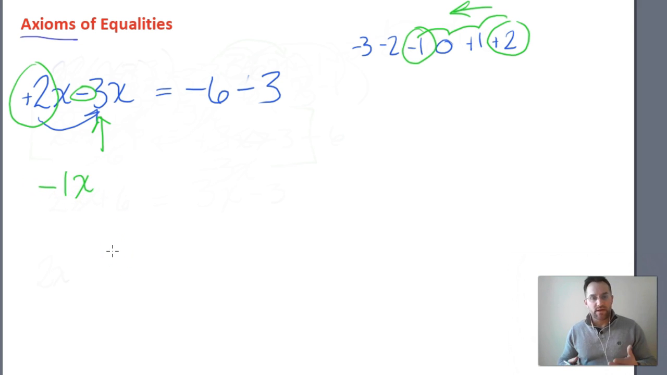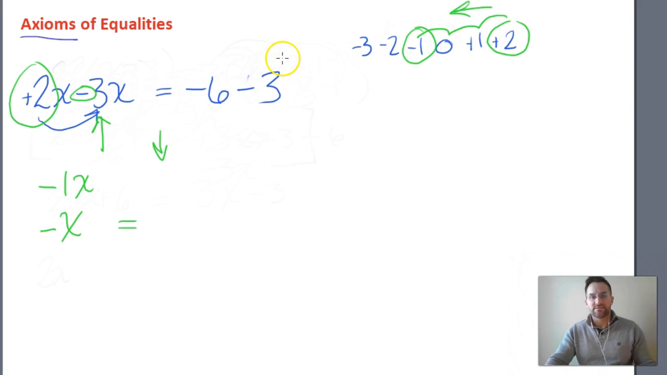Now 1 is the multiplicative identity, so this says negative 1 times x. So the only thing that really matters is that negative sign, right? We don't need to write the negative 1, so we end up with negative x. Now we can bring down that equals right here. Now we have negative 6 minus 3. We would do the same thing.